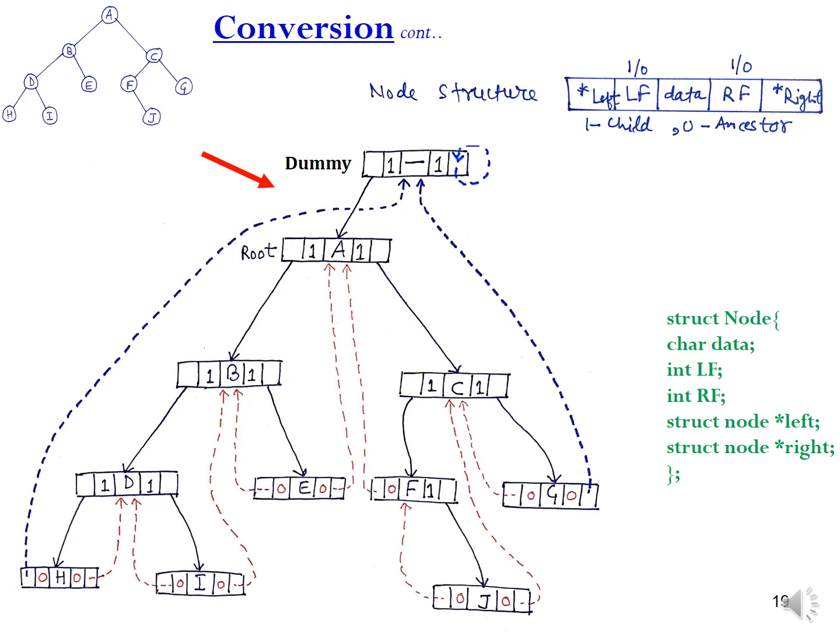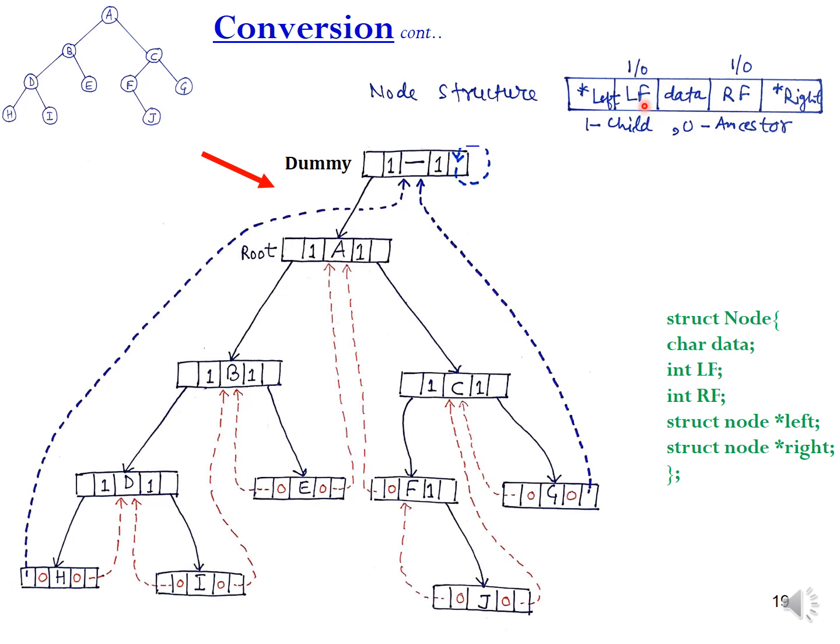Now we'll see how this conversion can be done. So this is the node structure in which we will have 5 fields. This middle field is for the data, this is the left flag, and this is the right flag. This is the left pointer, and the right pointer. So we can say it will have 5 fields: first the left pointer, second the left flag, then the data, then the right flag, then the right pointer.